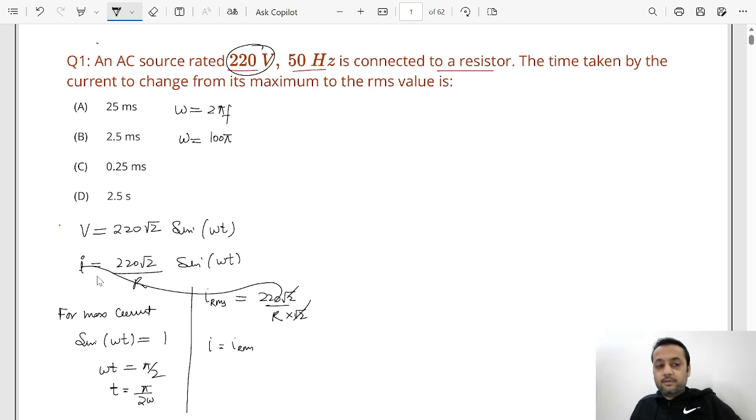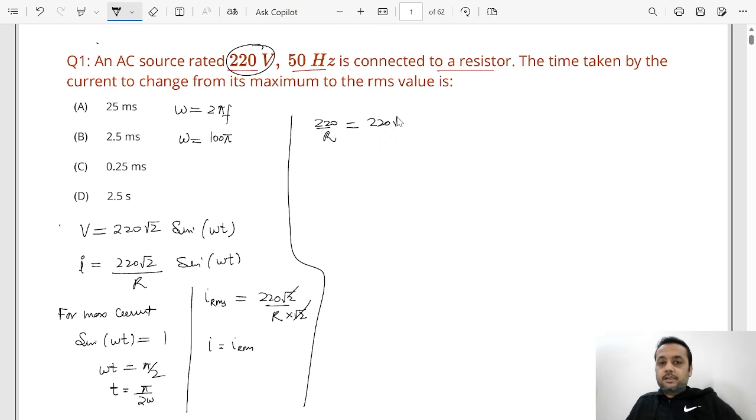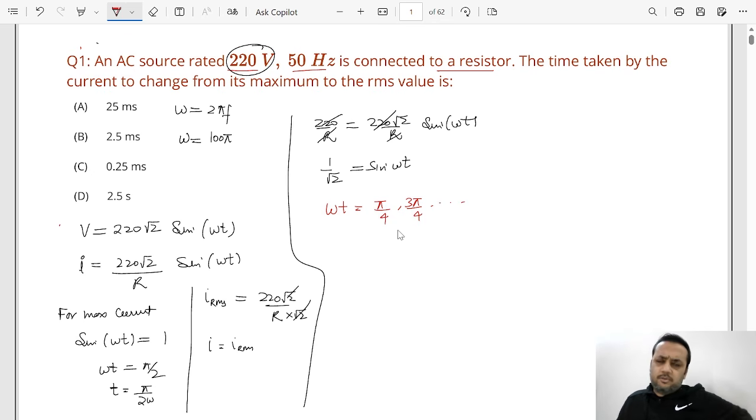That means I will put this value in this function. So 220 by R should be equal to 220 root 2 by R into sine of omega t. Now this 220 by R will get cancelled. So sine omega t is 1 by root 2. So basically omega t should be pi by 4 or 3 pi by 4. And again, as I said, we will get many values.